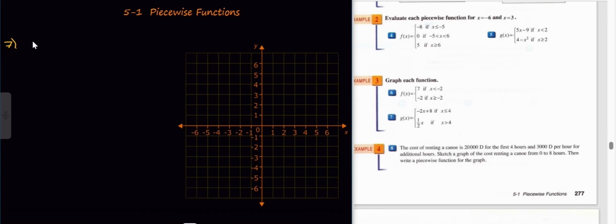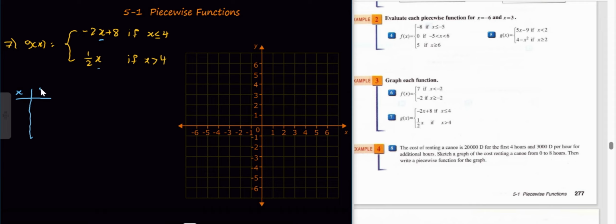In question number 7, we have x, so we have to graph it by a table. We have x and y. Here we have x and y. We are not going to choose the points randomly. We are going to look at the interval or the domain, which starts from 4, and x is less than or equal to 4. It means we have 4 and 3 and 2 and 1.